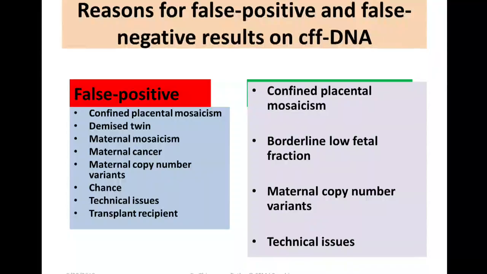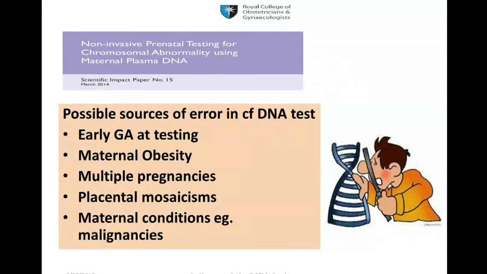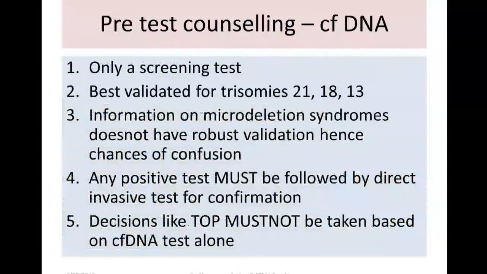Nevertheless, all these things could cause false positive and false negative results, and therefore you have to remember that it is only a screening test. So a pre-test counseling while offering the cell-free DNA test must reiterate the fact that it is a screening test, and also that it is best validated for trisomies like trisomy 21, 18 and 13. The information on microdeletion syndromes does not have a very robust validation, and therefore there is a chance of confusion. It is not recommended to do this primarily for those indications.